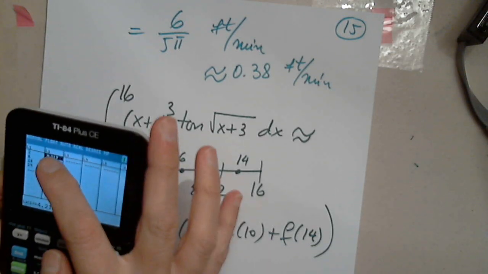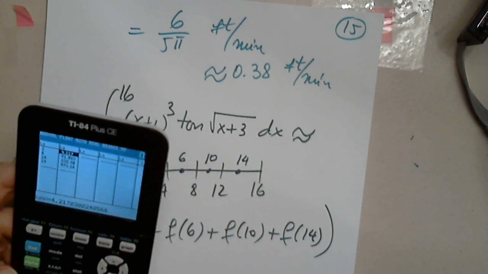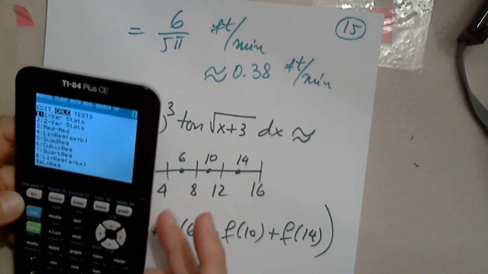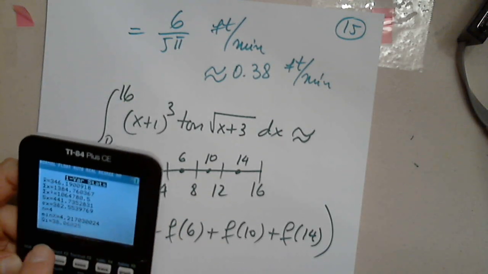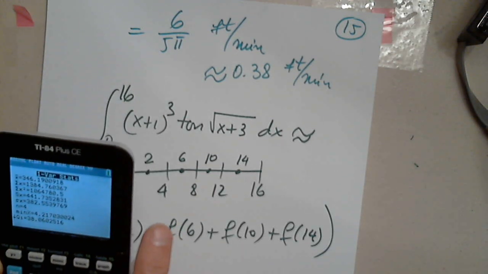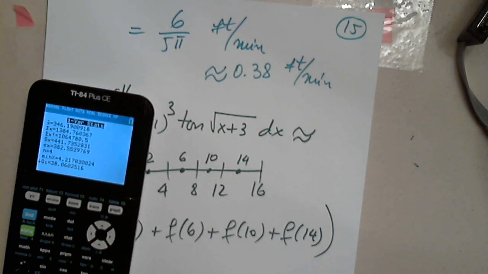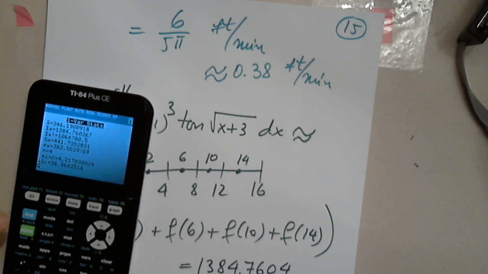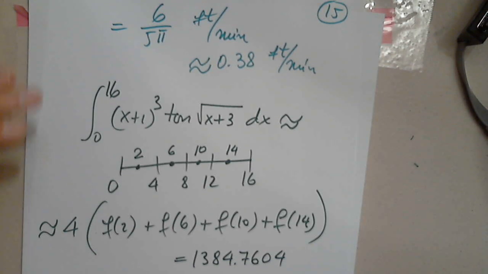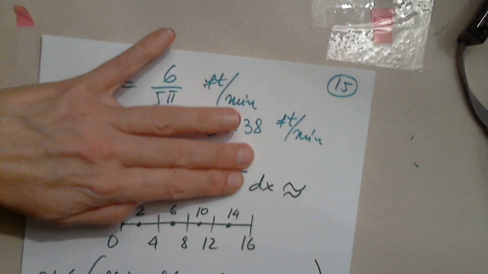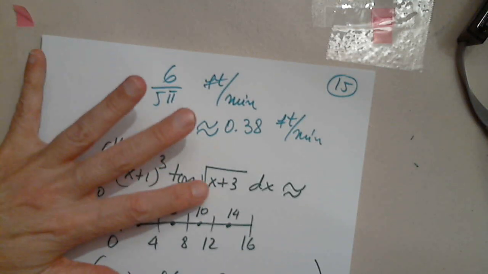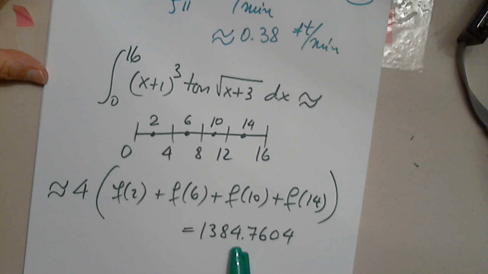And then I press enter and I get all these numbers, and now I just do one-variable stats on list L2 just to give me the sum, 1384, and they want four decimal places, 1384.7604. Although we have absolutely no way of determining the antiderivative of this function and calculating this integral exactly, no way, we can still come up with a very good approximation, even with four subintervals. Imagine if we have 8 or 16 or 32, we will get a very good approximation.